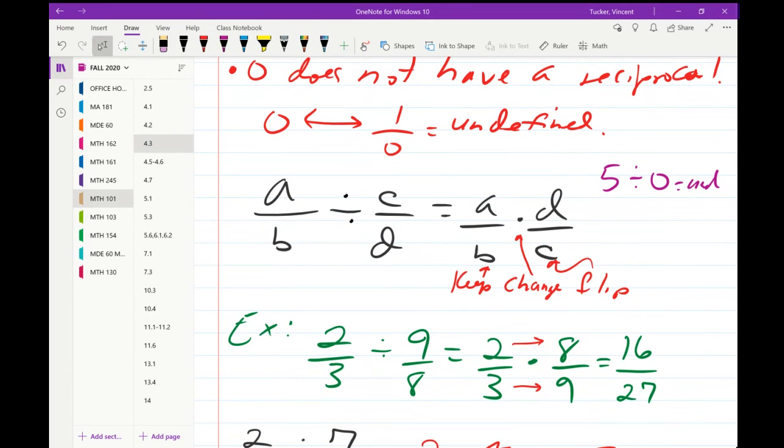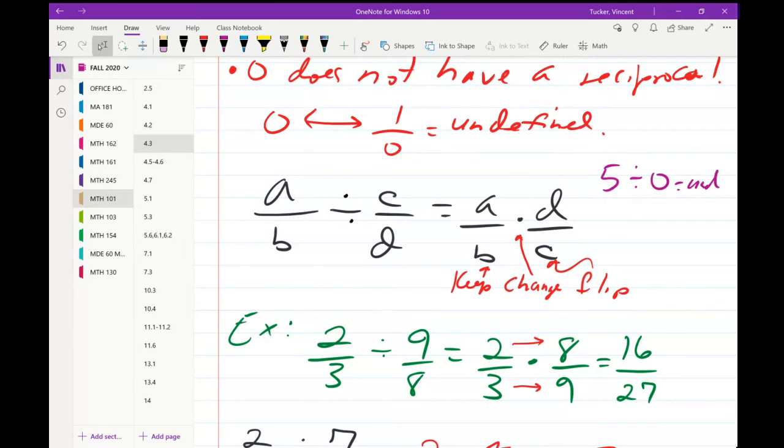So looking at that first example, 2/3 divided by 9 over 8, that changes to 2/3 times 8 over 9. So once again, your 2/3 stayed 2/3. Division changed to multiplication, and then 9/8 flipped to 8/9.